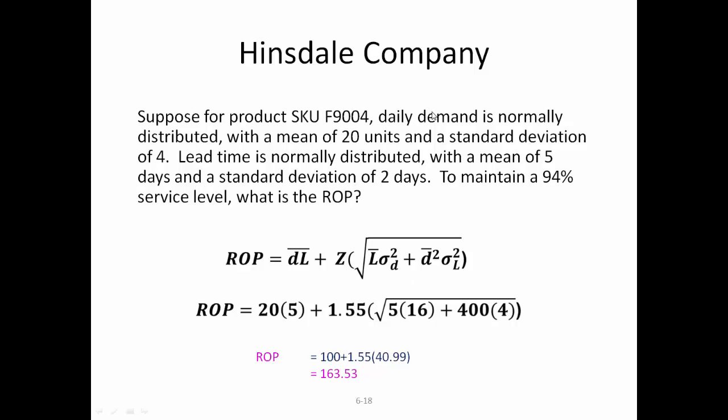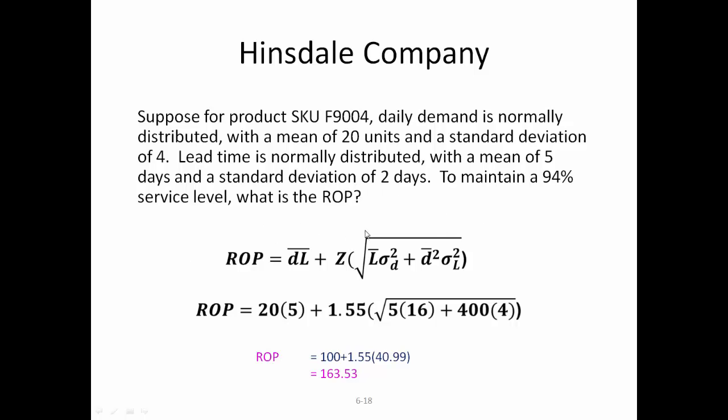And in our last model, look what happens. Now we know that the daily demand is normally distributed with a mean of 20 units and a standard deviation of 4. And the lead time is also normally distributed with a mean time of 5 days and a standard deviation of 2 days. To maintain a 94% service level, what is the reorder point?